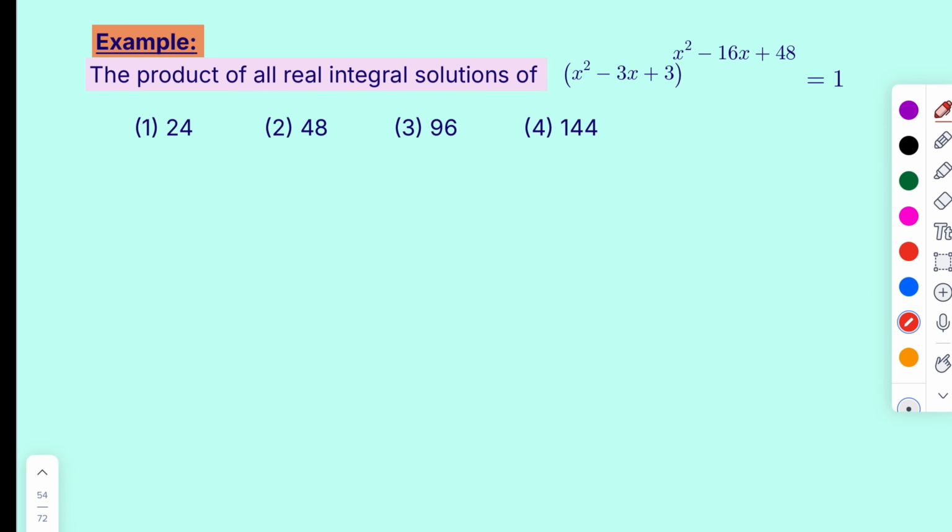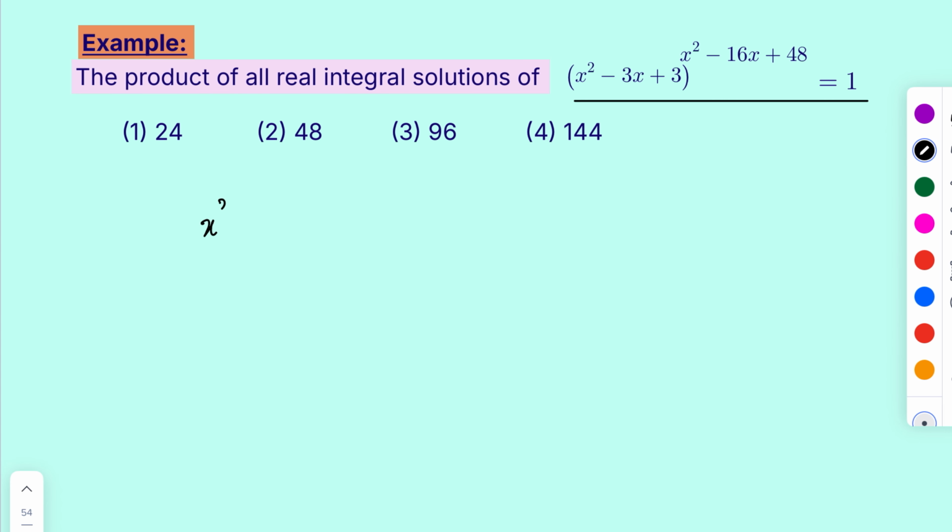Let us solve some problems of quadratic polynomials. The first question is the product of all real integral solutions of this polynomial. Here, (x square minus 3x plus 3) to the power (x square minus 16x plus 48) is equal to 1.